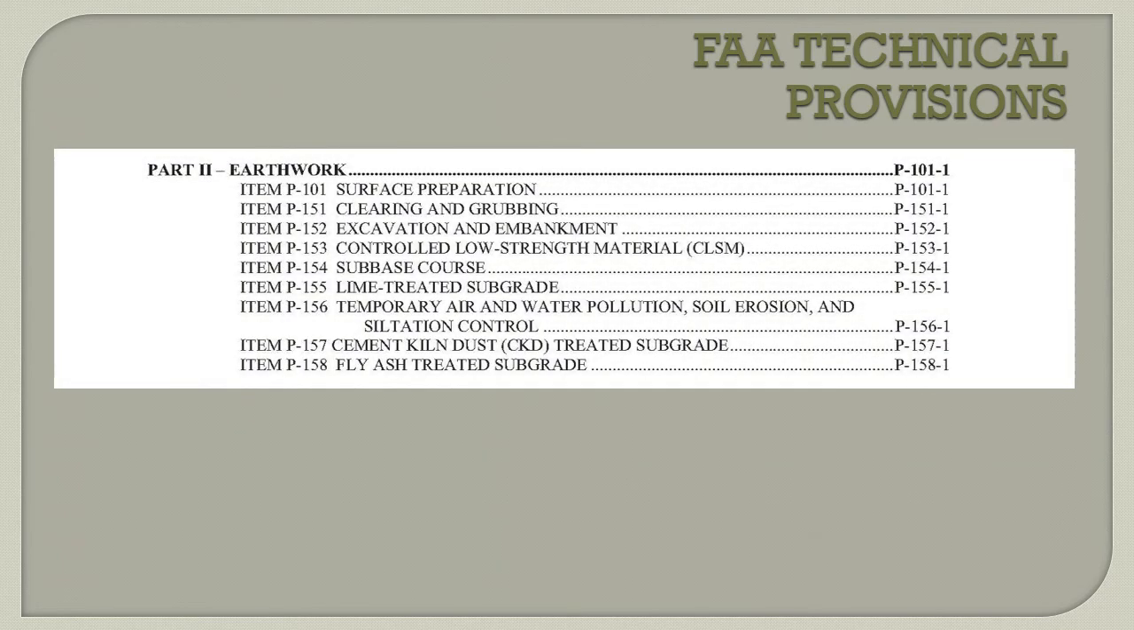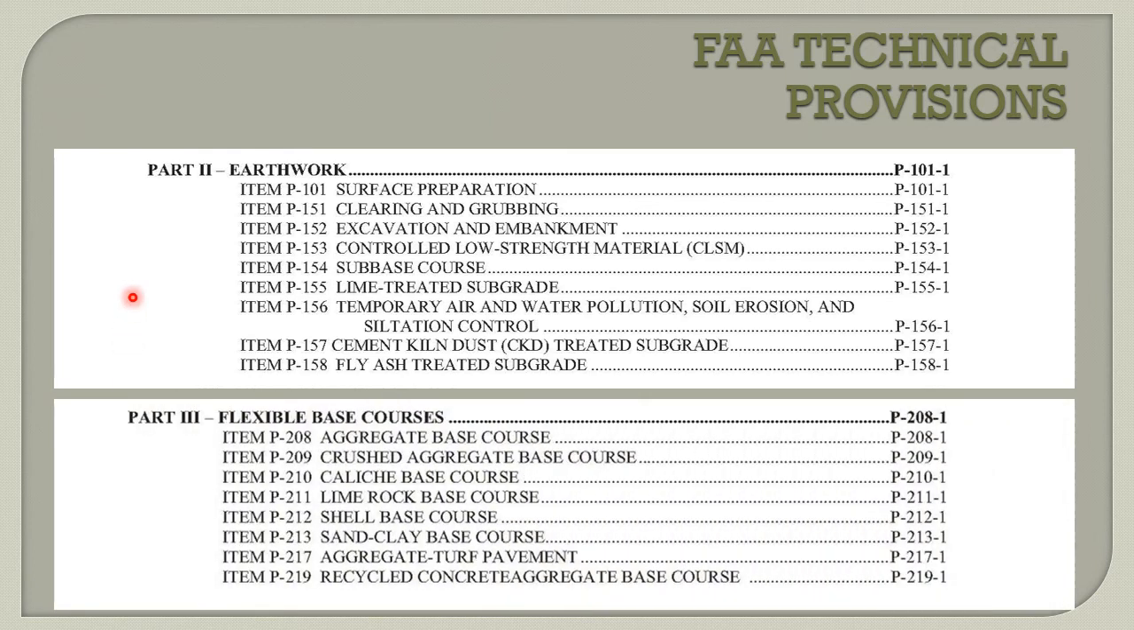For example, the FAA technical provisions. This is for earthwork. This is for flexible base courses, and you can see the different options that are available. Rather extensive in the different technical provisions that are available to you, but clearing and grubbing, for example, is where we are clearing trees and taking out stumps. If I have an open field, I'm not going to use clearing and grubbing.